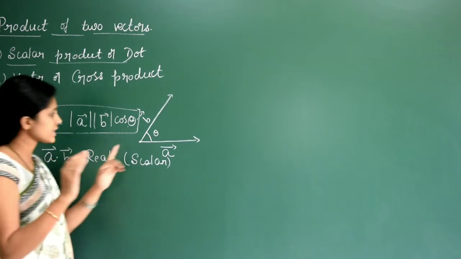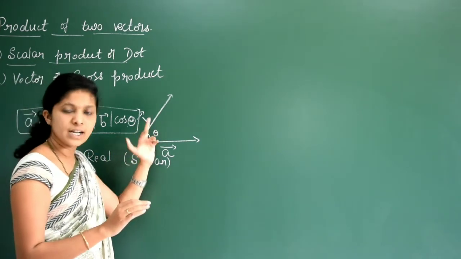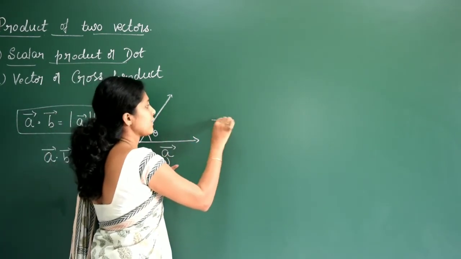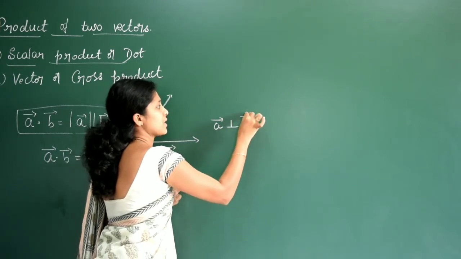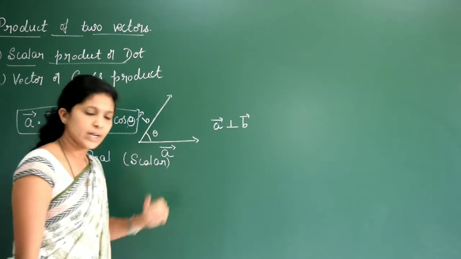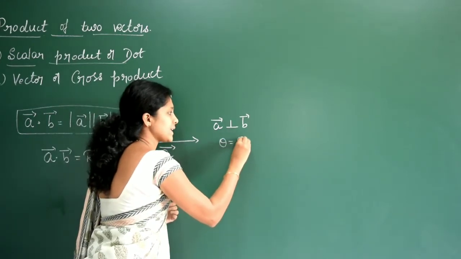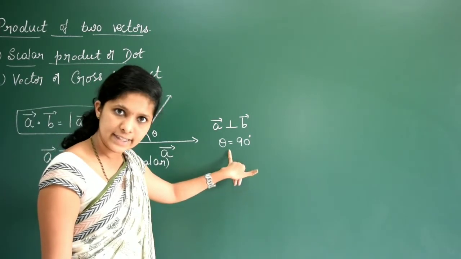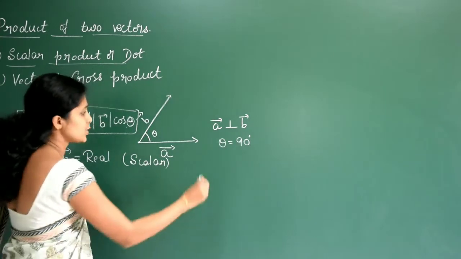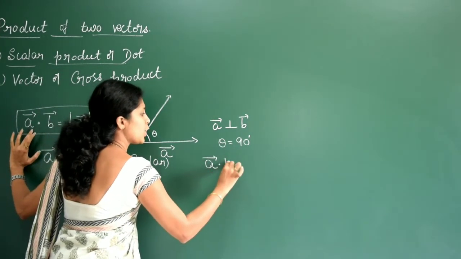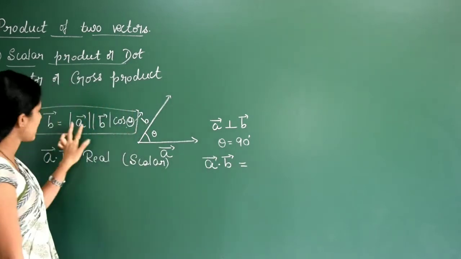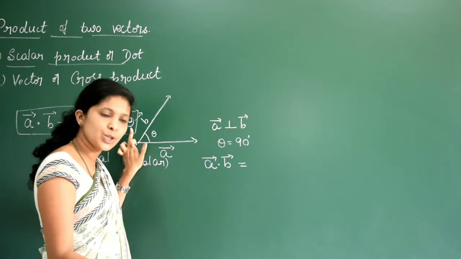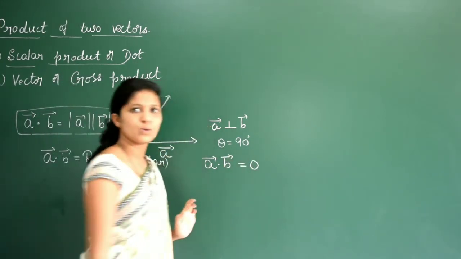The second thing is, if A vector and B vector are perpendicular to each other, clear? If I consider these two vectors, A vector is perpendicular to B vector, then obviously the angle between those two vectors, that is theta, will be 90 degrees, right? If any two vectors are perpendicular to each other, then the angle between them is 90 degrees. So theta is equal to 90 degrees. Now the dot product A vector dot B vector is equal to magnitude of A vector, magnitude of B vector into cos 90. Cos 90 is equal to 0. So A vector dot B vector will be equal to 0.